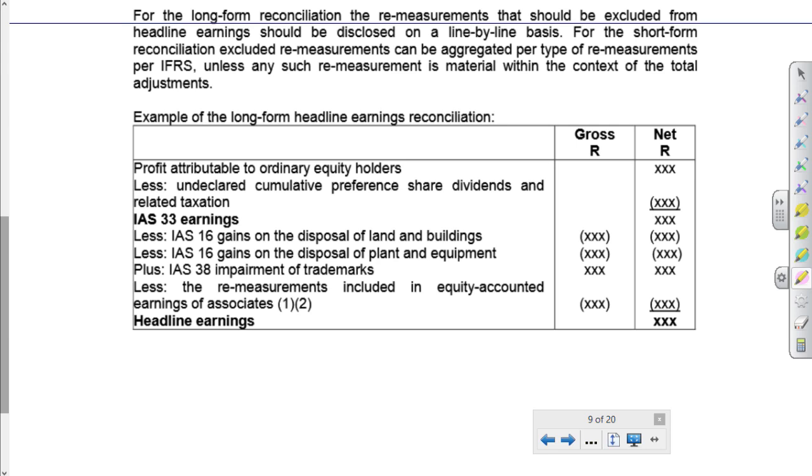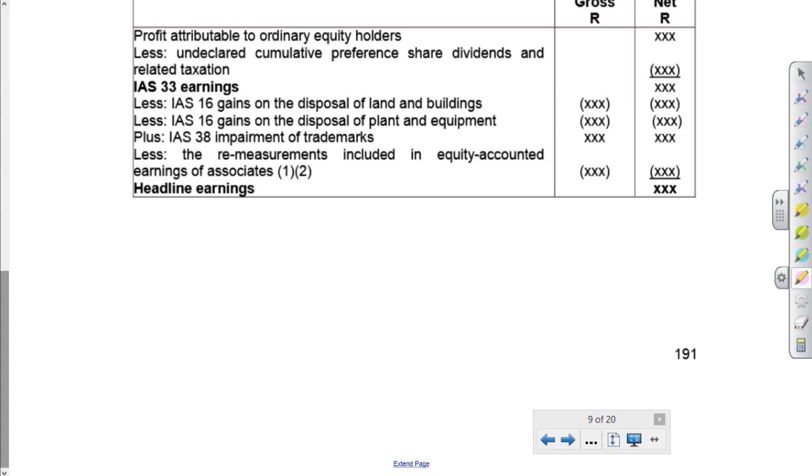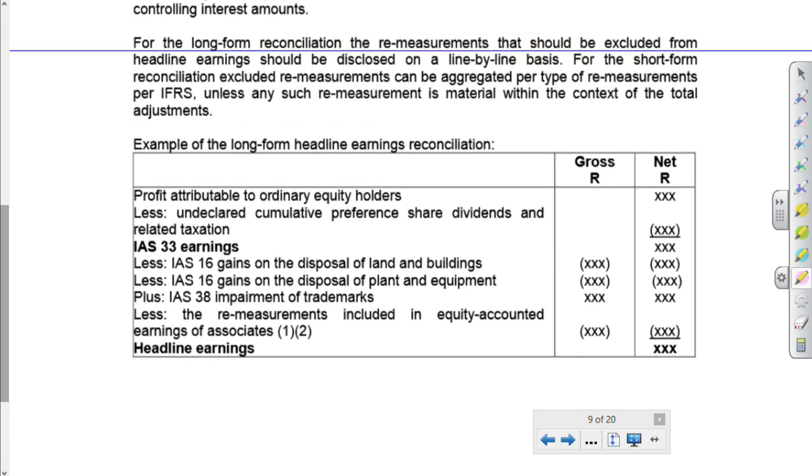So there's two, sorry, you're looking for the page. 191, you've got it on 189, 192, something like that. 193. Yeah, it's always about 2 pages out. Okay, so this is the format of the long form. The long form, you'll see, starts with profit attributable to ordinary shareholders, which is from our basic calc, isn't it? So this is basic. No, this is P&L. Then there's my cumulative pref, and this is basic. IAS 33 earnings. Do you agree? P&L down to basic.